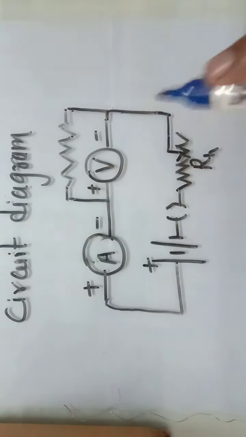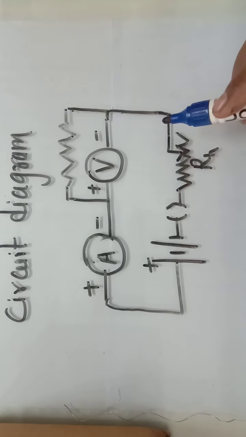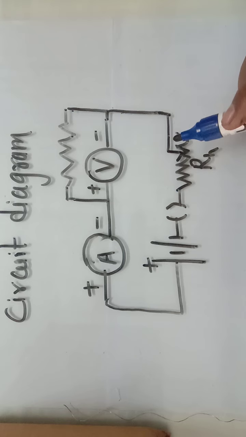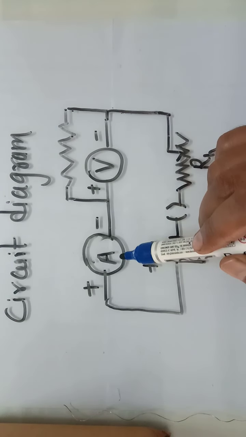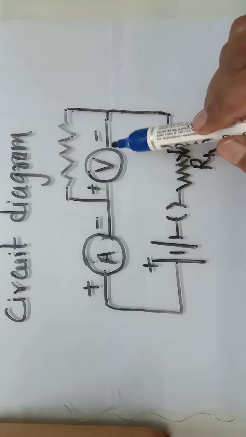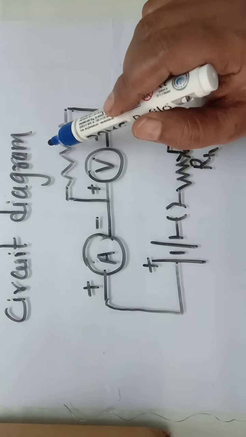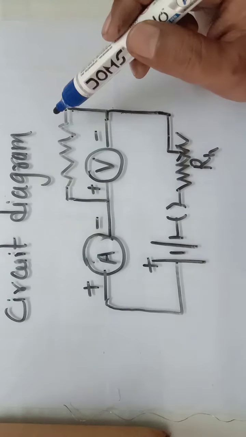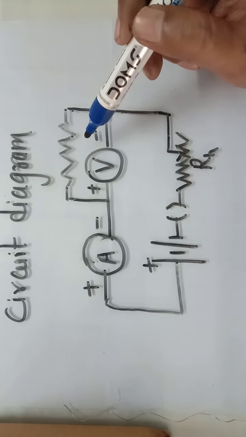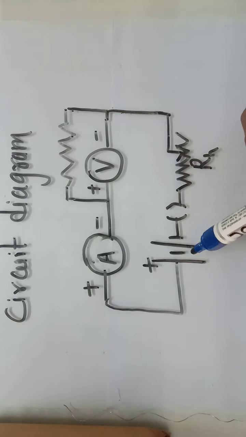So this is the circuit diagram. As you know, the ammeter is connected in series and the voltmeter is connected in parallel. This is a wire of which we have to find out the resistance. This is a rheostat and the battery.